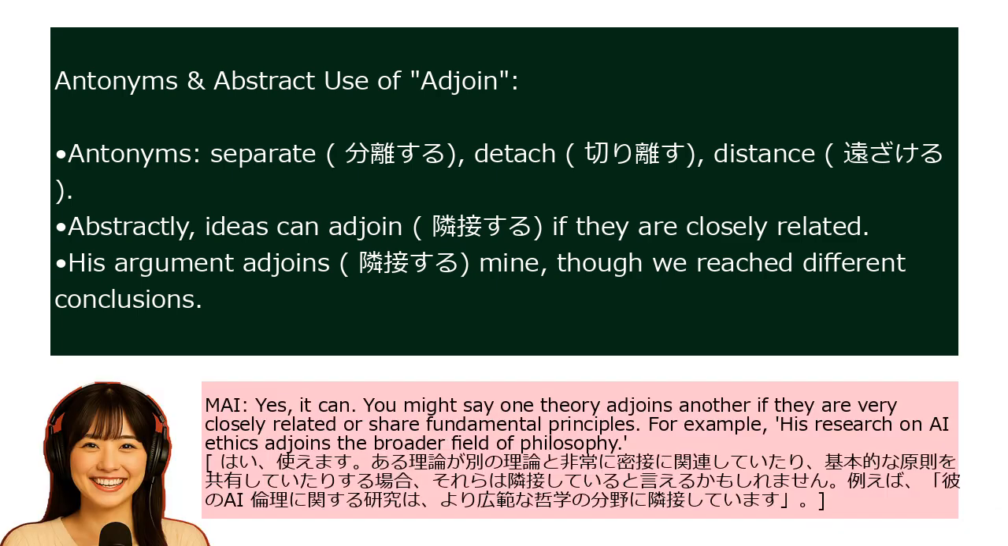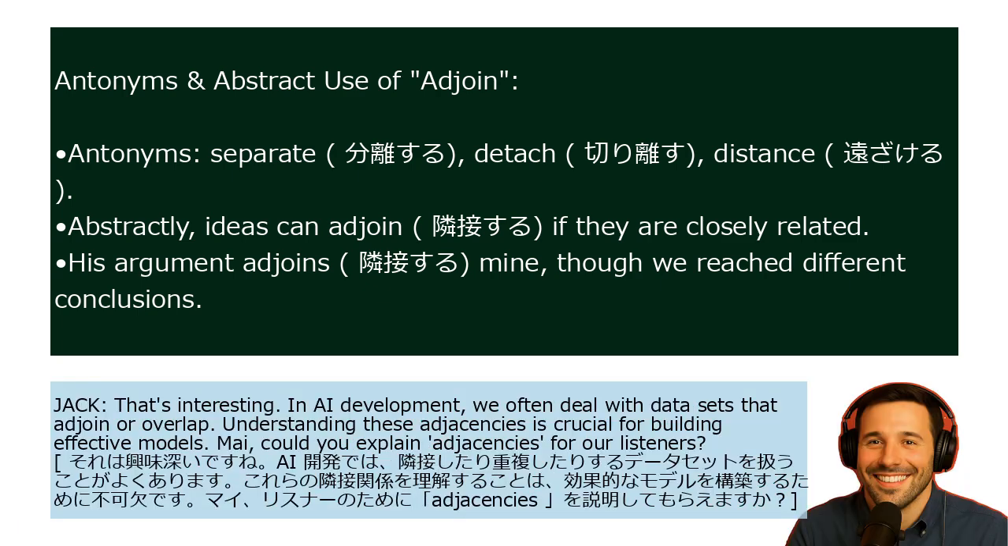Yes, it can. You might say one theory adjoins another if they are very closely related or share fundamental principles. For example, his research on AI ethics adjoins the broader field of philosophy. That's interesting. In AI development, we often deal with data sets that adjoin or overlap. Understanding these adjacencies is crucial for building effective models. Mai, could you explain adjacencies for our listeners?